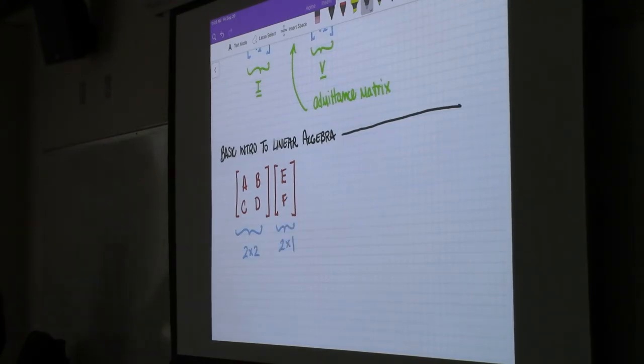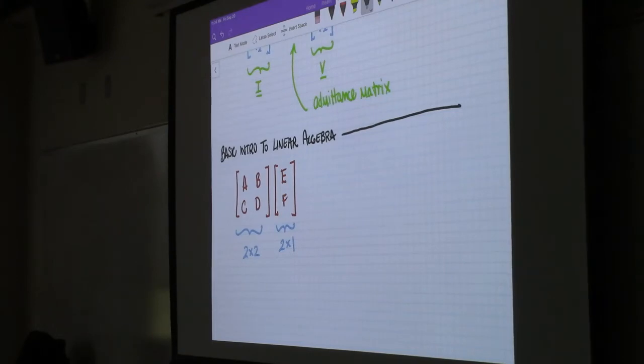Does everybody understand what we mean when we refer to them as 2 by 2 and 2 by 1 matrices, right? The first index represents the depth, the number of rows. The second index represents the number of columns. So 2 by 2, 2 by 1. What's the size of the product of these two?